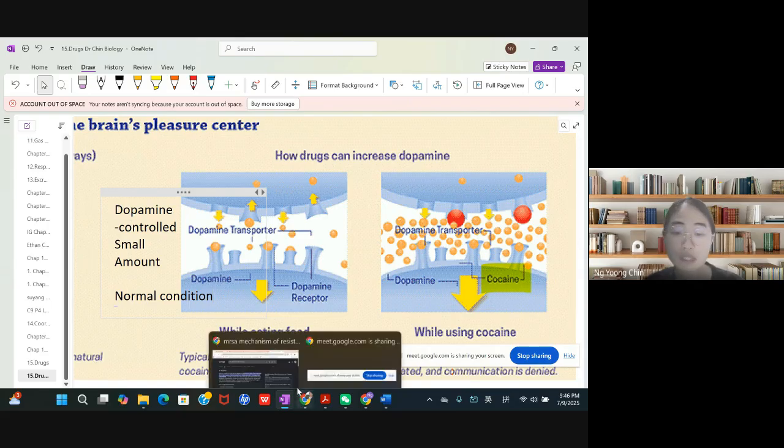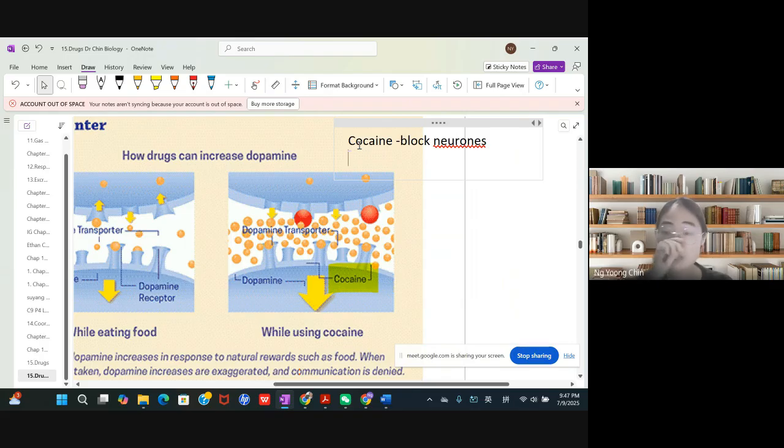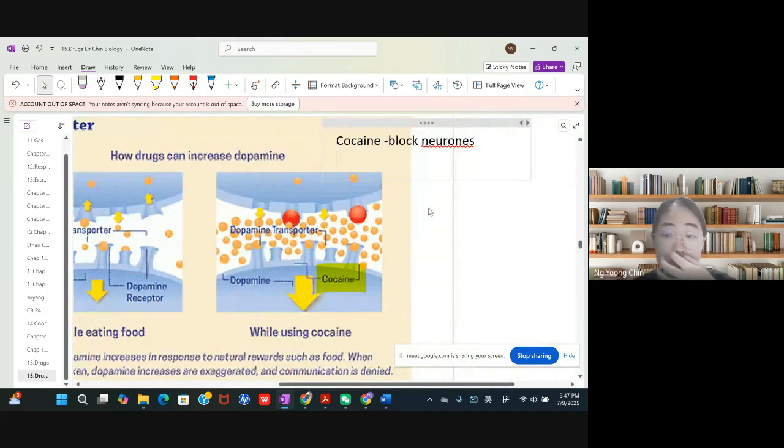But whenever you're having a drug, which is cocaine, right? Cocaine will block a neuron. The neuron has a name, but it's too complicated for you. Just need to know that cocaine will block the neurons. So this neuron will inhibit the secretion of dopamine, because I tell you that dopamine can only be secreted in a very small amount. Cannot be too much. So that's why the cocaine will block the neurons, which are the inhibitory neurons.